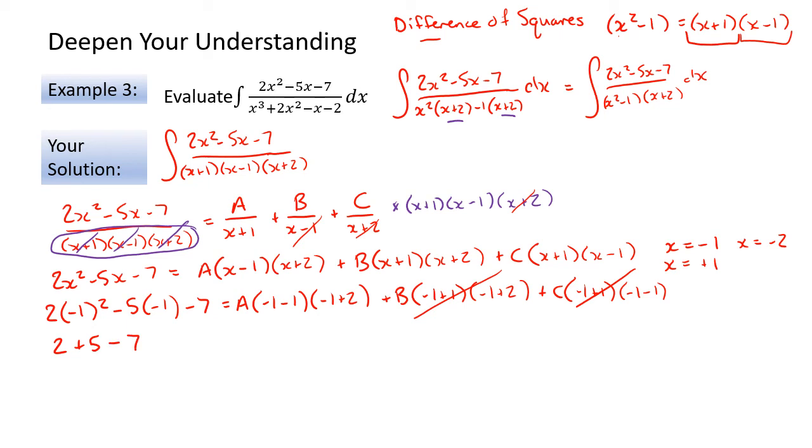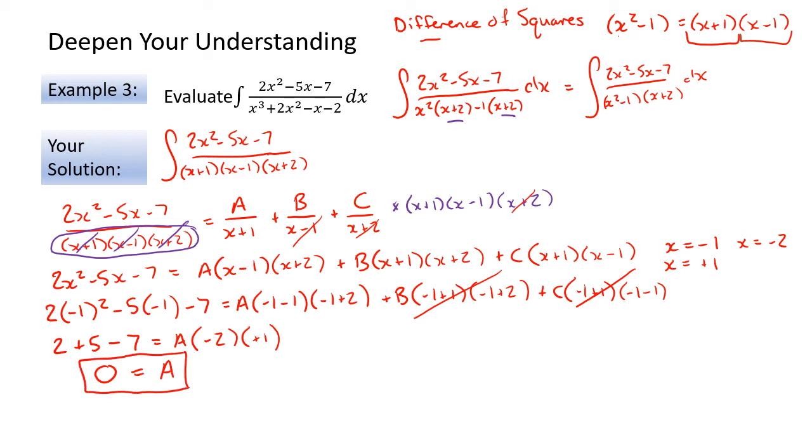Okay? And that's equal to a times negative 1 minus 1, which is negative 2. And negative 1 plus 1 plus 2, which is positive 1. So you'll see on the left here, 2 plus 5 is 7, minus 7 is 0. So it doesn't matter what this is, a is equal to 0.